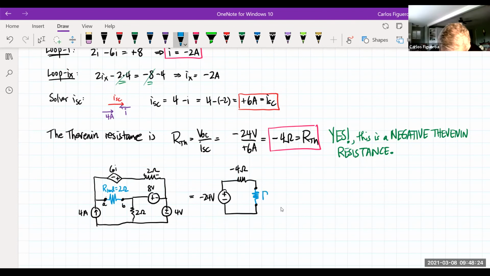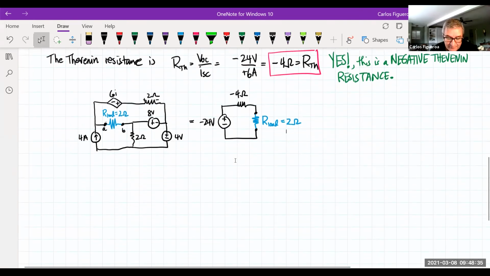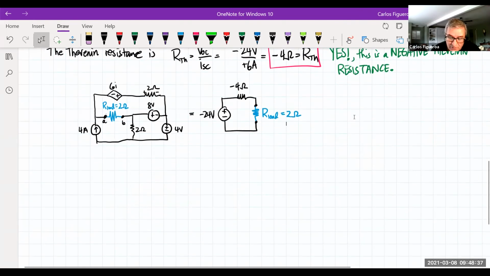And this is my load resistor of 2 ohms. So I cannot ignore that negative sign here. And so what I want to do then is that the goal here was to calculate what is the current through the load. In other words, we're trying to actually solve for this current I of the load.